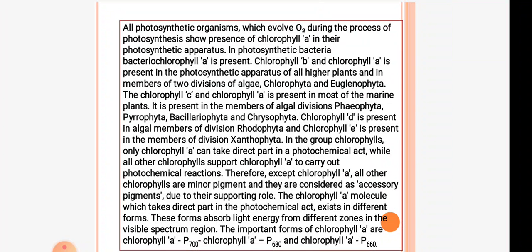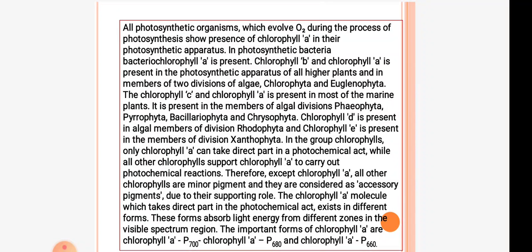Chlorophyll C and chlorophyll A are present in marine plants. It is present in members of algal divisions Phaeophyta, Pyrophyta, Bacillariophyta, Chrysophyta. Chlorophyll D is present in algal members of Rhodophyta, while chlorophyll E is present in division Xanthophyta.